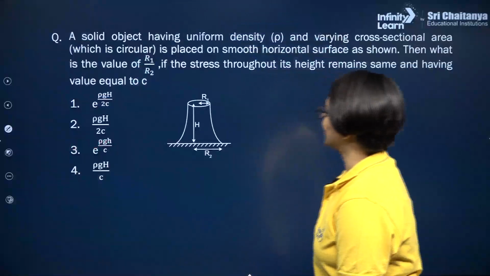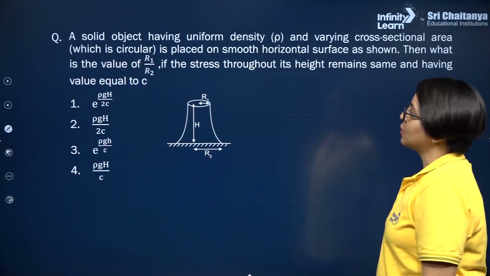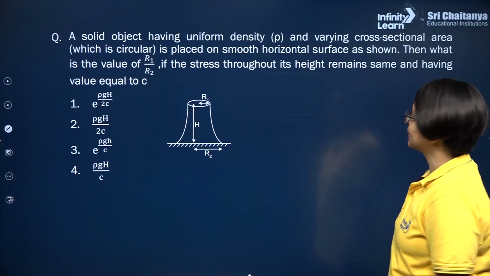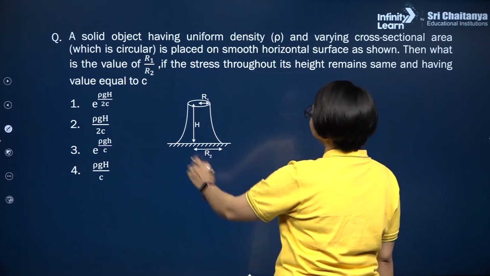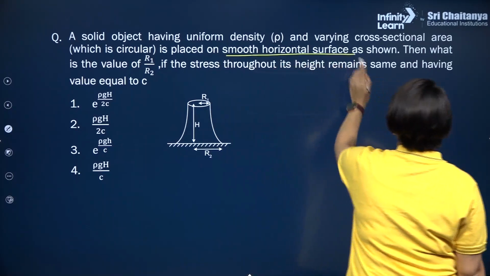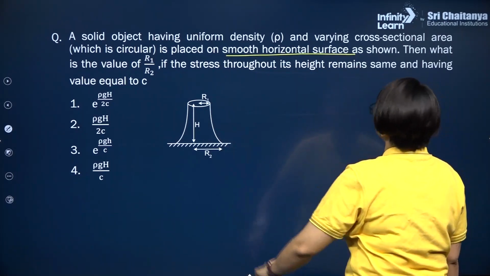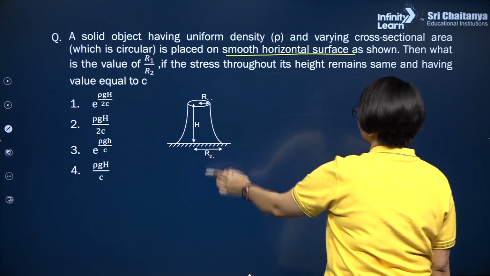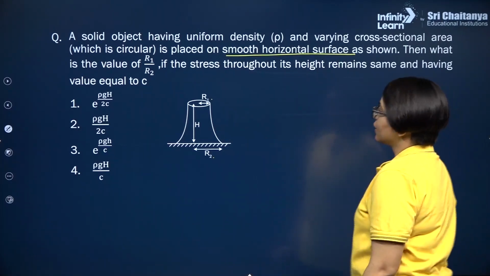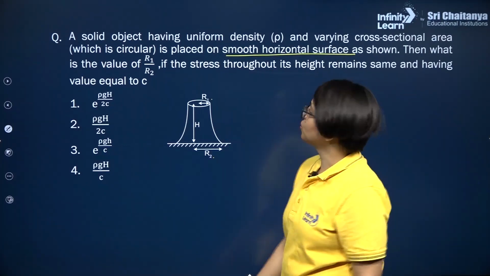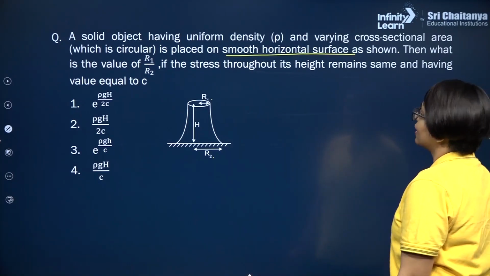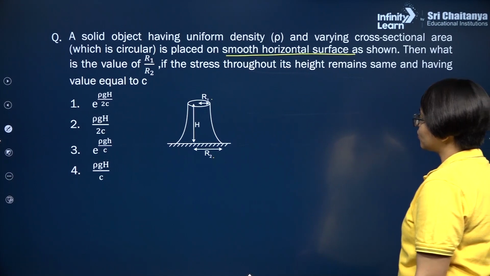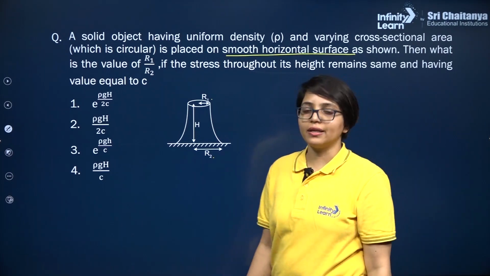So let's start with a very interesting question. A solid object having uniform density rho and varying circular cross-sectional area is placed on a smooth horizontal surface as shown in the figure. The radius changes from R1 to R2 from top to down. Then what is the value of R1 upon R2 if the stress throughout its height remains the same and equal to C? So, stress, force upon area, throughout the height is the same.